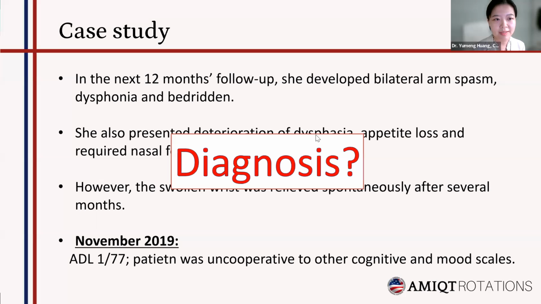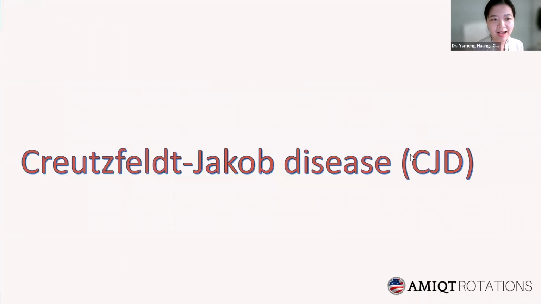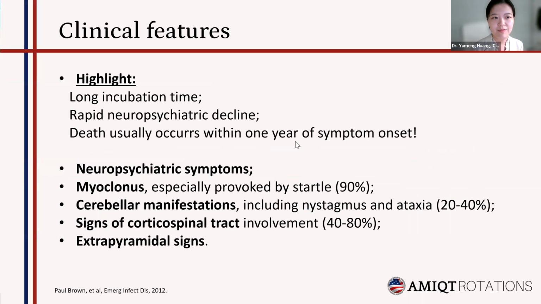So tell me, what is the diagnosis of this patient? I will jump to the answer: Creutzfeldt-Jakob disease. So let's review the clinical features of CJD. Here are the highlights. There is a long incubation time, followed by rapid neuropsychiatric decline, and death usually occurs within 1 year of symptom onset.